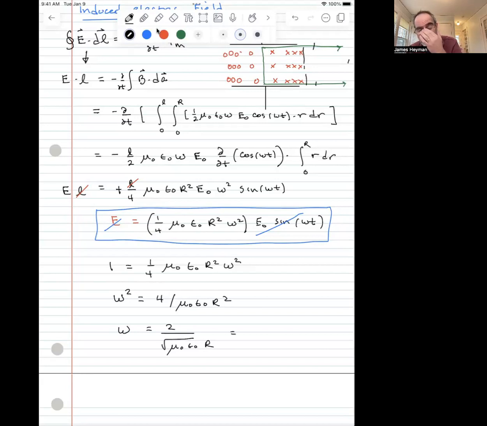Or jumping ahead a little bit and noticing that factor of 1 over square root of mu naught epsilon naught is actually the speed of light, we'd find that omega has to be 2c over r. This is the condition, apparently, to create this electromagnetic oscillation inside of this can. We can have it, but only at certain frequencies. And apparently this is the formula for the frequency. So that's kind of neat. Now that we've said this, I want to tell you what we've done is only approximately right. There's something that we've ignored.